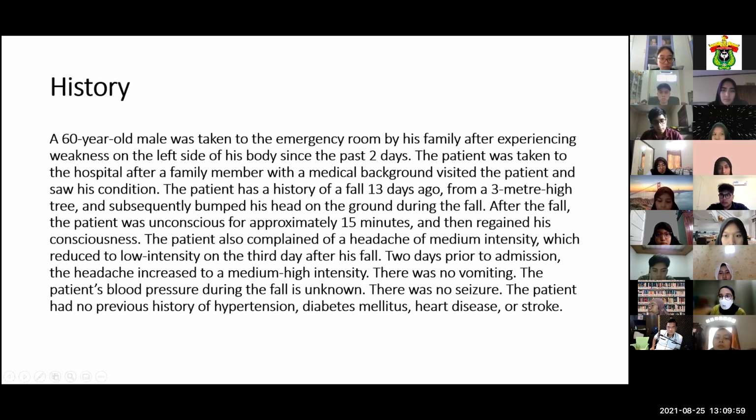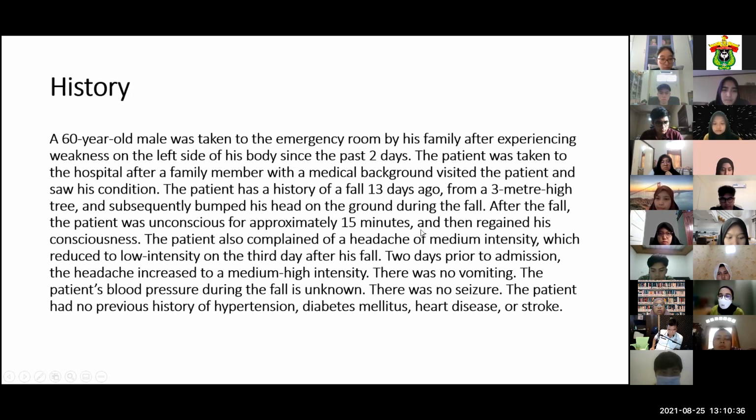So let's all just highlight the time course here. He's taken to the emergency room after experiencing weakness for the past 2 days. But if you read further, the patient was taken to the hospital after a family member with a medical background visited the patient and saw his condition. The patient has a history of a fall 13 days ago from a 3-meter high tree and subsequently bumped his head on the ground during the fall. After that, the patient was unconscious for approximately 15 minutes and then regained his consciousness.